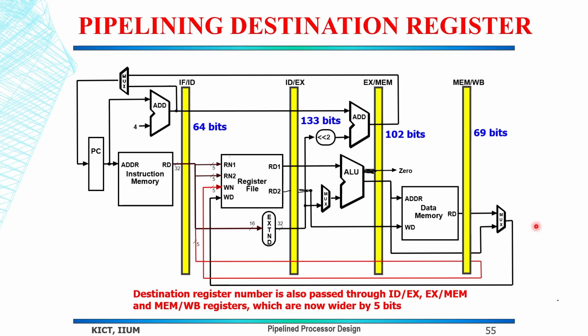Now, why does each pipeline register have different bits? Because at each stage we have different types of data of different widths. So we have a different number on each pipeline register. Actually, the pipeline registers are the glue that holds this whole pipeline together.